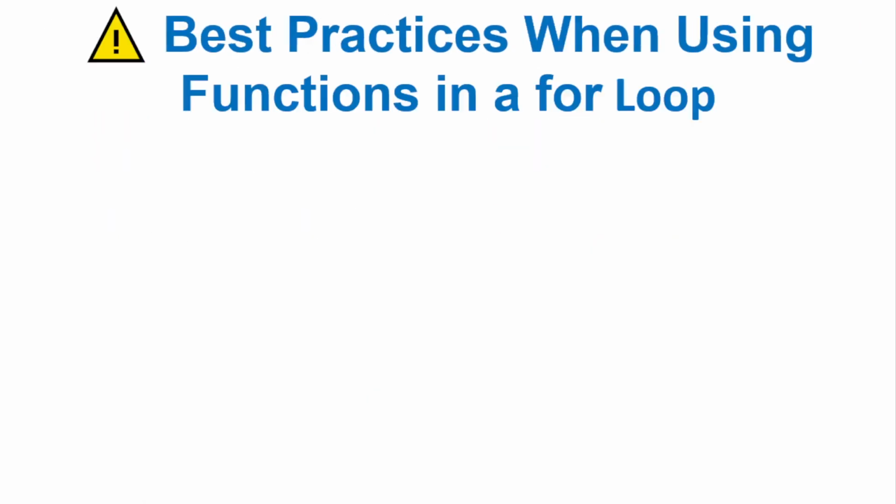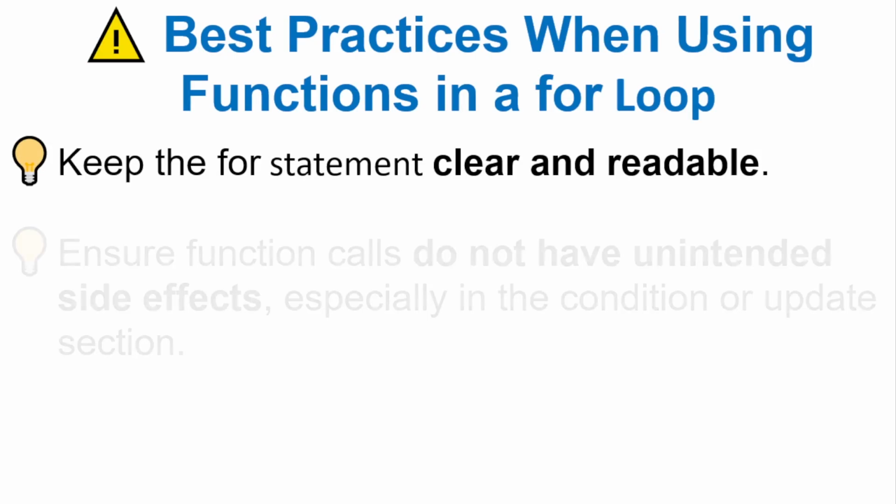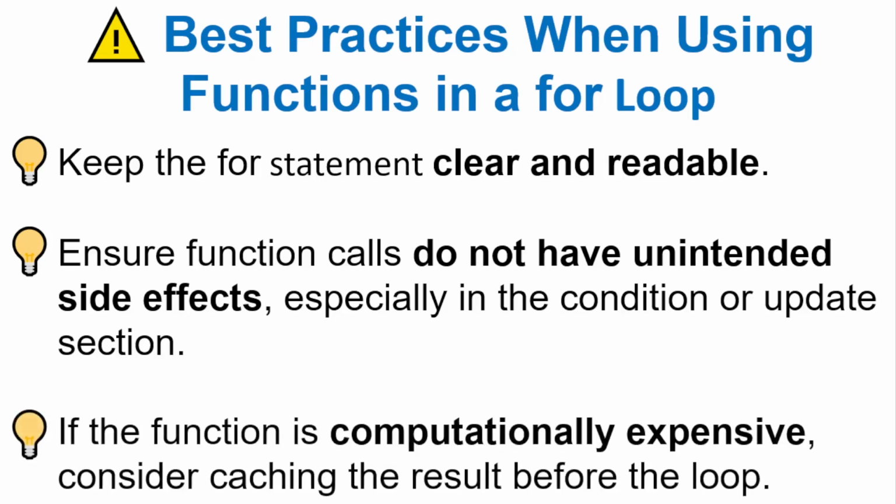Best practices when using functions in a for loop. Keep the for statement clear and readable. Avoid putting too many complex expressions or function calls in the header. Ensure function calls do not have unintended side effects, especially in the condition or update section. If the function is computationally expensive, consider caching the result before the loop.